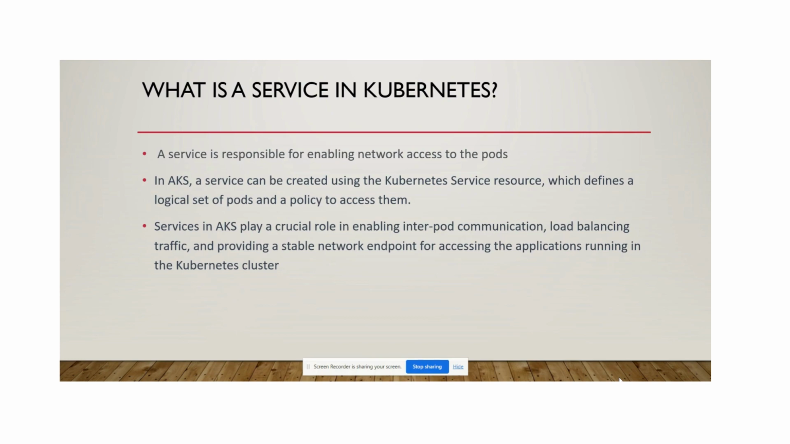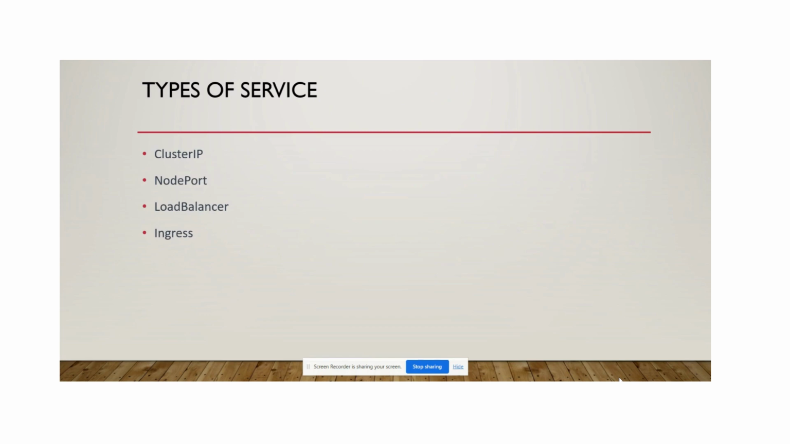You need to have a manifest file to create a service, and there you will provide all the details about it, what kind of service you are providing, and which pod it should attach to. Those details you will provide in the manifest file, which is a YAML file, and it plays a very crucial role in enabling inter-pod communication, load balancing, and providing a stable network endpoint for accessing the application. Okay, so these are the types of services: ClusterIP, NodePort, LoadBalancer, and Ingress. Ingress is a very vast topic, so we will just get an overview of it, and we'll discuss most of it in the next video.